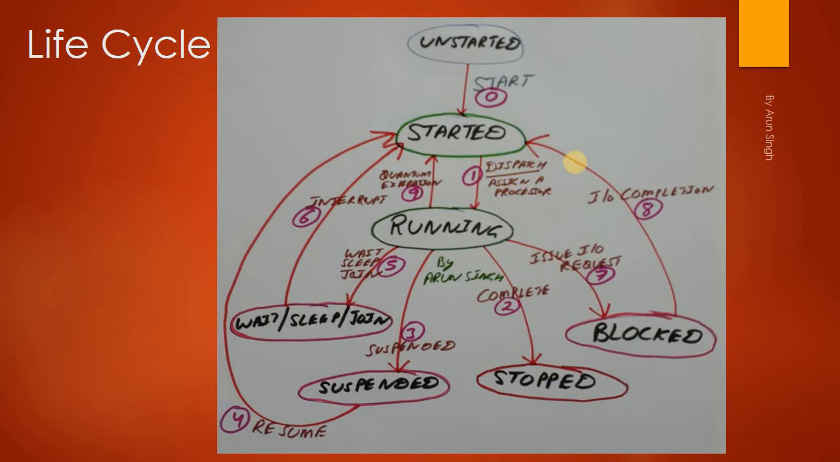So I have dispatched this to the CPU. When CPU has a core available, the thread starts running over it. When the thread starts running and completes its work, it moves to stop state. Thread is running, but someone suspended the thread by thread.suspend and it moves to suspend state.